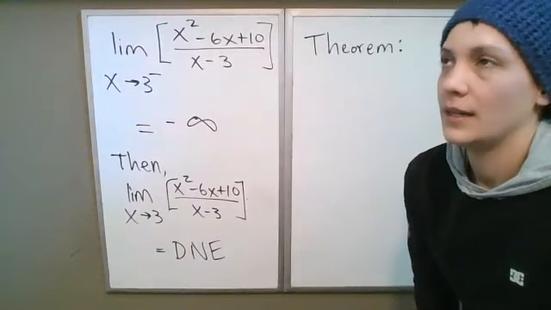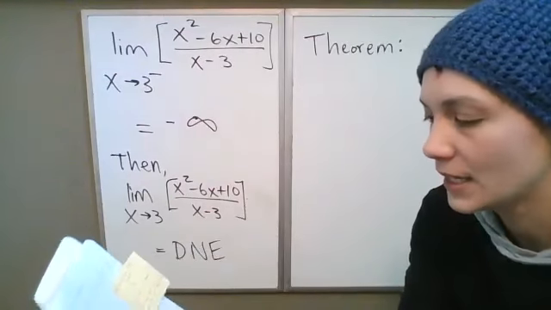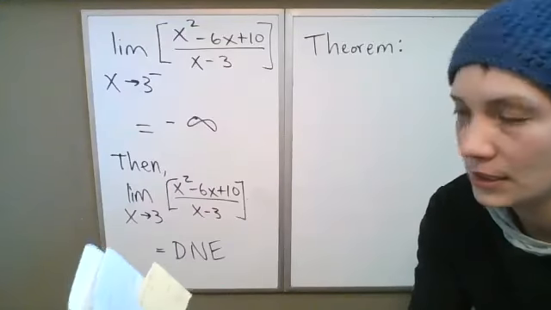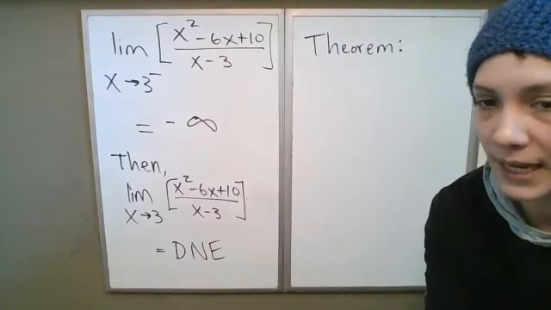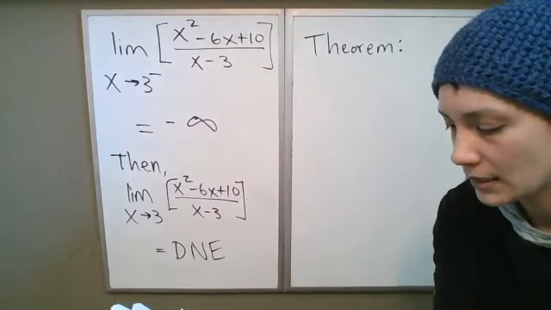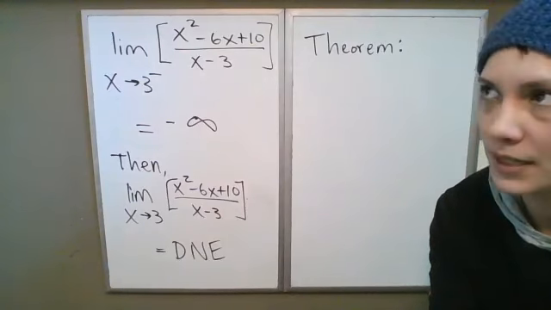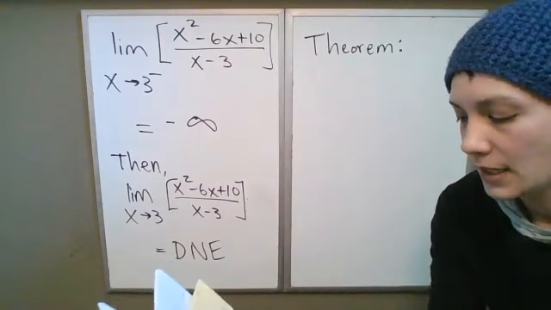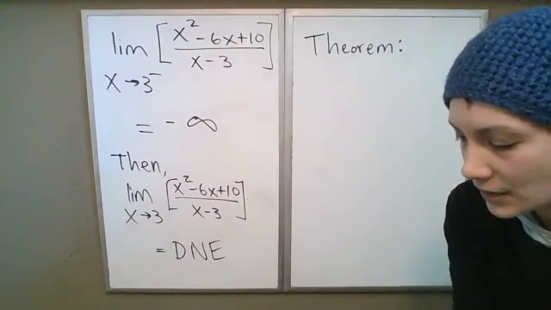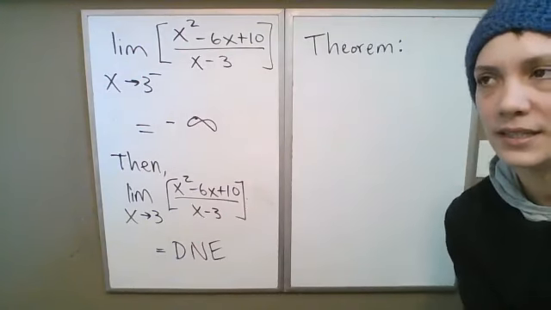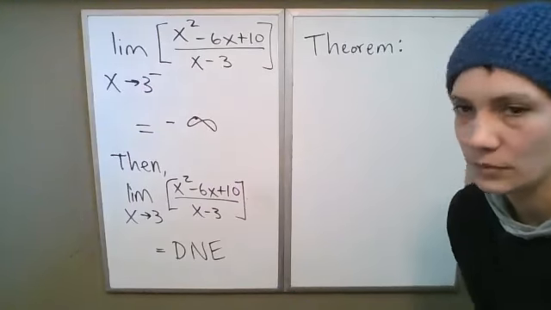Right. So we have, if f of x is less than or equal to g of x for x near a, except maybe right at a, and the limit as x goes to a of f of x and the limit as x goes to a of g of x both exist, then the limit as x goes to a of f of x is less than or equal to the limit as x goes to a of g of x. And we'll try to maybe draw a picture.